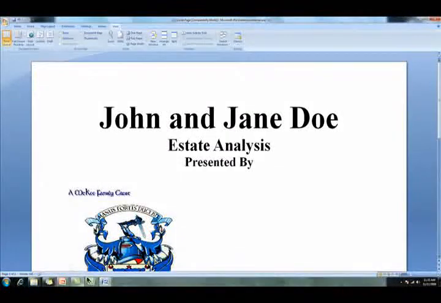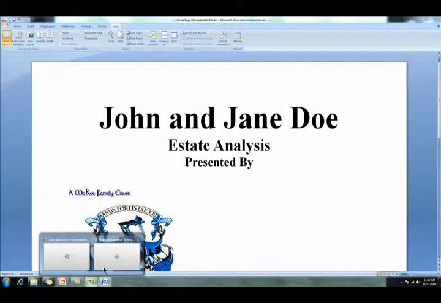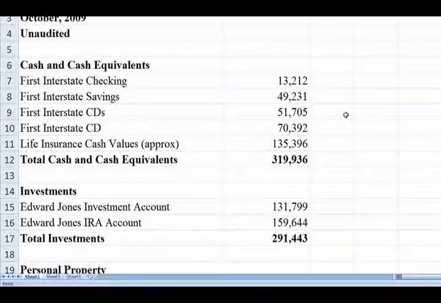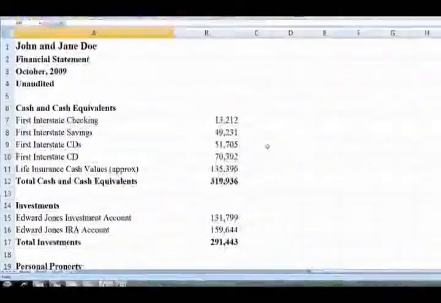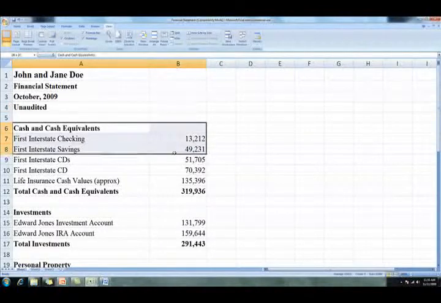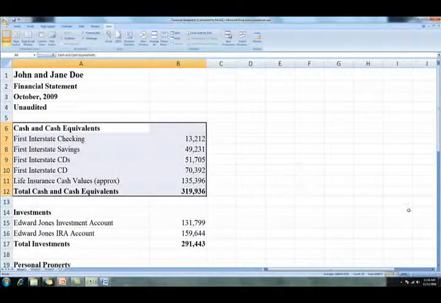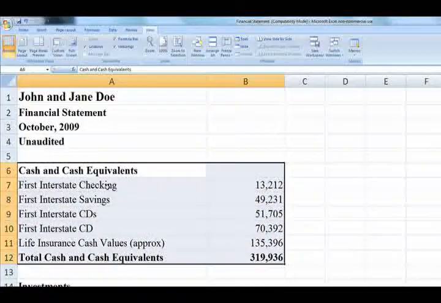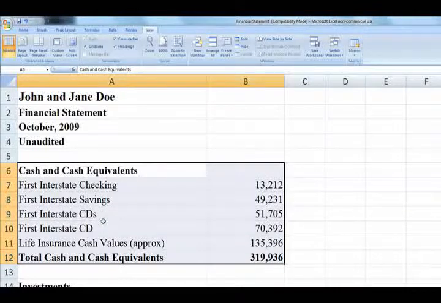Okay. Now the first thing I always do is look at the financial statement, and there's a lot of things that we'll learn from this financial statement. As you can see here, it's unaudited. So the first thing we look at is what sorts of categories we have. In this estate, Mr. and Mrs. Doe, we've got cash and cash equivalents. You can see we've got checking, savings, some CDs here.